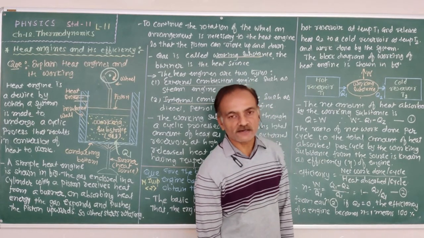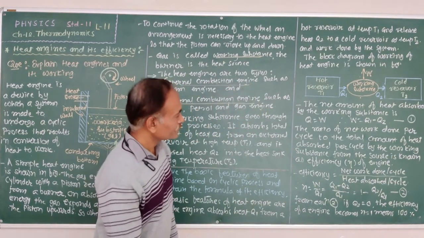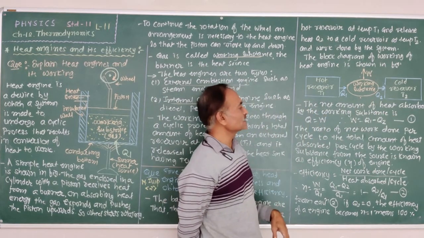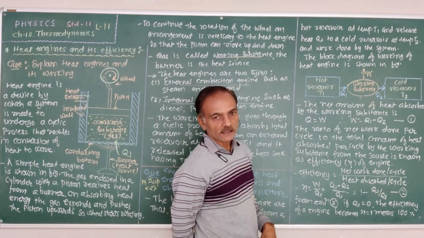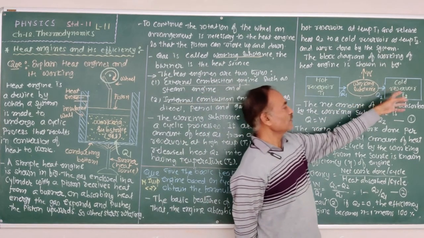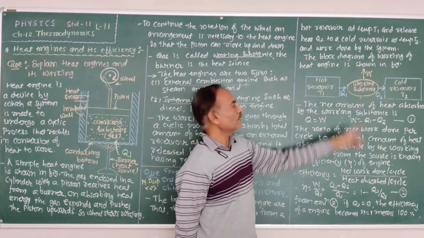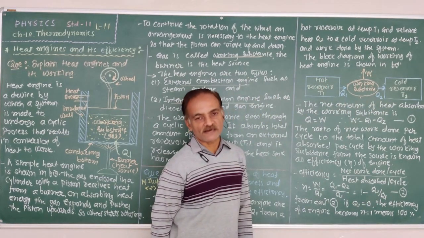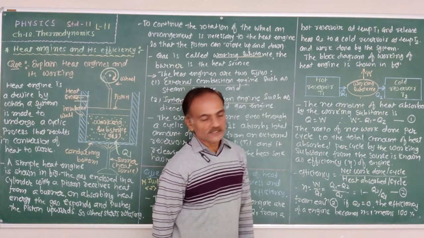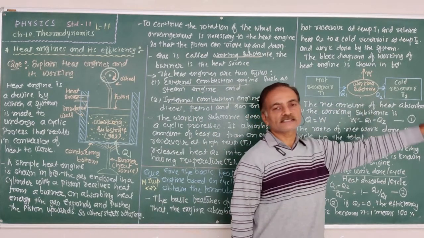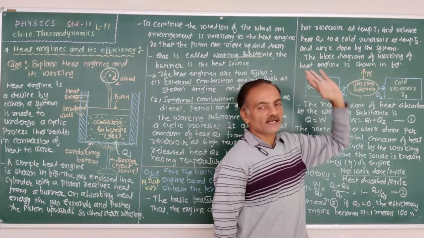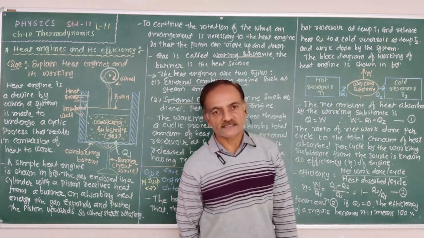Therefore, Q1 is equal to W plus Q2. The net amount of heat absorbed by the working substance is Q1, and Q2 amount of heat is released. Therefore, W is equal to Q1 minus Q2. How much work is done? Q1 is absorbed, Q2 is released, so Q1 minus Q2, this difference gives the work done by the substance.